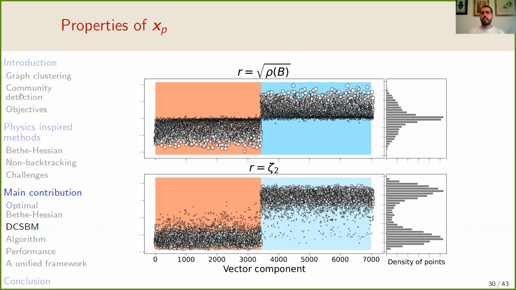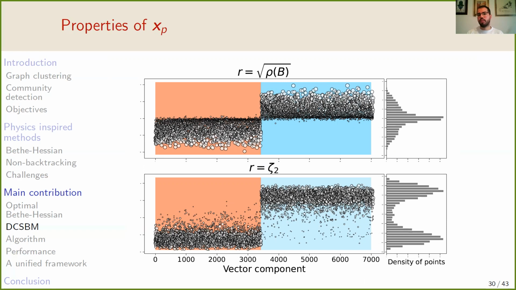Now, to visualize this a bit better, here we have the vector x2 on top for the choice r equal to square root of rho b, so the one initially proposed, and on the bottom for r equal to zeta 2, for a power law degree distribution. The background color is the ground truth label assignment. The size of each dot is proportional to the degree of that node. And on the right, what we can see is the histogram of the entries of this eigenvector, which is maximal on top around 0, because all nodes with a small degree are mapped to nearby points in the feature space.